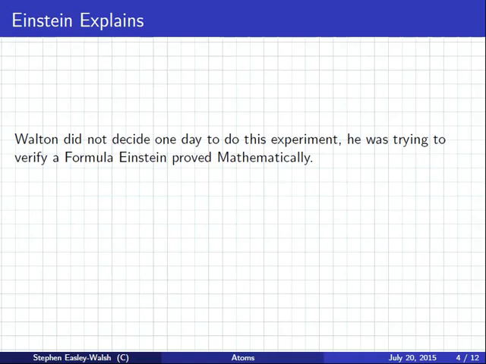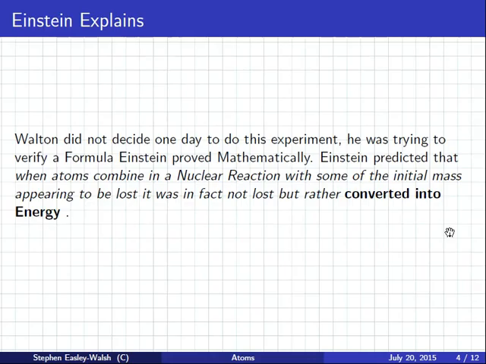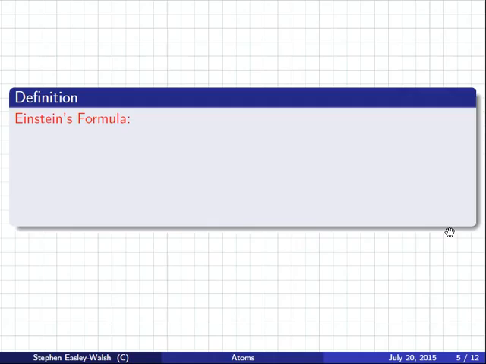So Einstein's formula that Walton was trying to verify: Einstein predicted that when atoms combine in a nuclear reaction, with some of the initial mass appearing to be lost, it was not lost but rather converted into energy. So this is what you were saying, Tekken. Now, you don't need to write this down, because you got the idea. That some of the missing mass was converted into energy. And Einstein actually had a formula for how much energy you should have when the mass was converted into energy. So this is the famous E equals MC squared formula. So this tells you how much energy you should have from the converted mass.